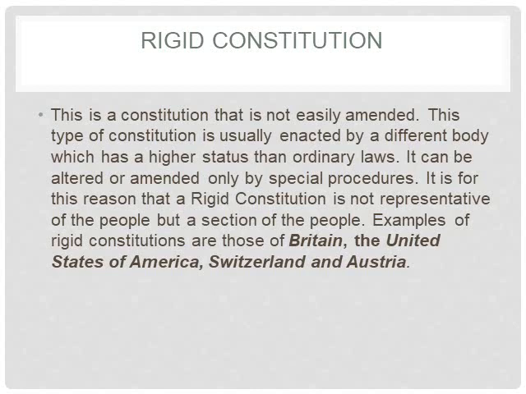A different body which is not necessarily the government. It is the reason that a rigid constitution is not representative of the people but a section of the people. So the rigid constitution does not represent the majority of the people but just a section. Examples of the rigid constitution: Britain, the United States of America, Switzerland, and Australia. So for a rigid constitution, we find Britain as well. Again, in an unwritten constitution, Britain is there.